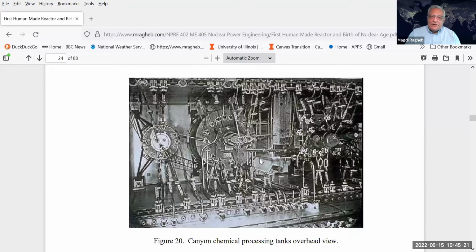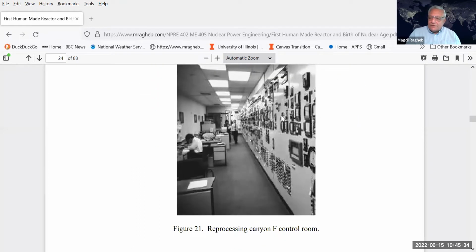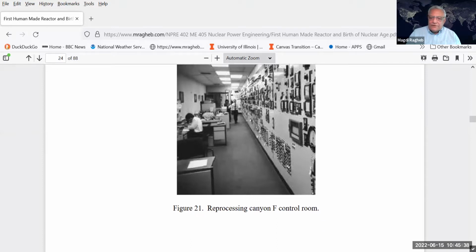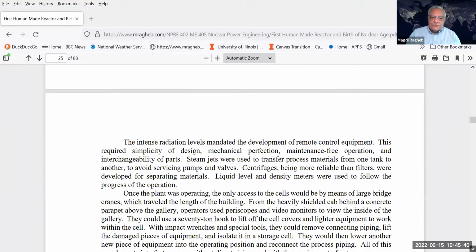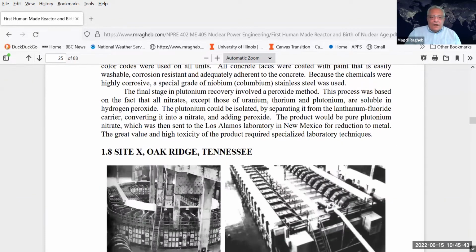This is another overhead view with the cameras, of course, not direct eye view, because the radiation levels would be excessive. They had a control room in the reprocessing plant, the Canyon F control room.